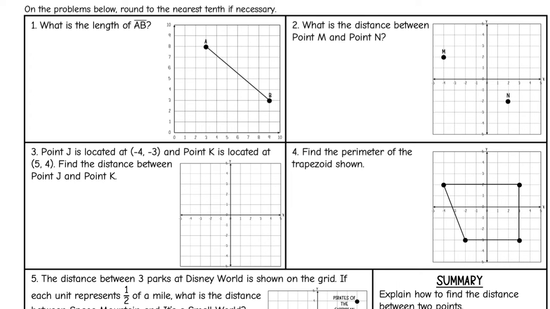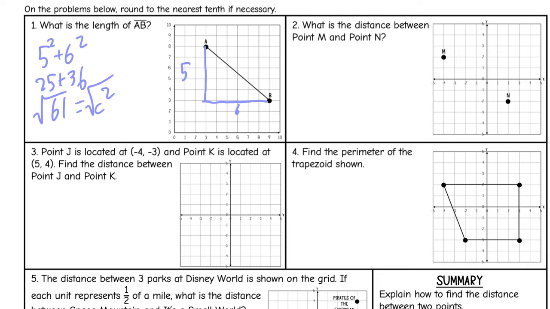Let's try another one. What is the length of segment AB? Well, the horizontal distance is 6 and the vertical distance is 5. So 5 squared plus 6 squared equals 25 plus 36, which is equal to 61. So c squared is 61, and in order to find our hypotenuse, or our distance, we will need to take the square root, and we get 7.8 units as our length.